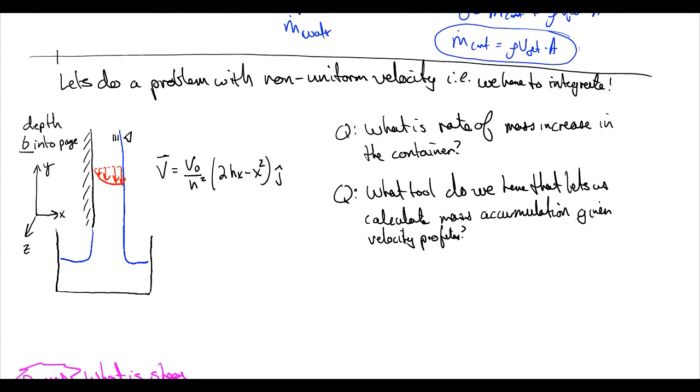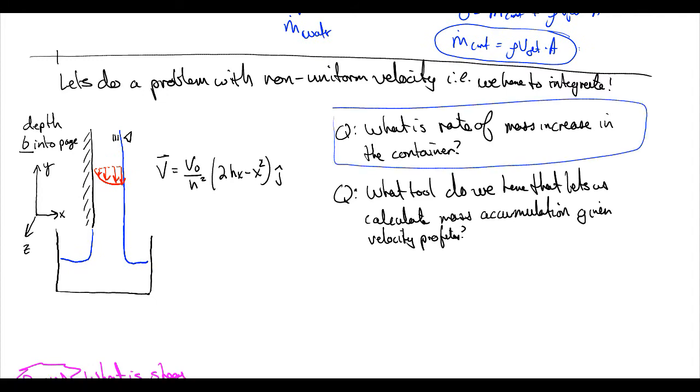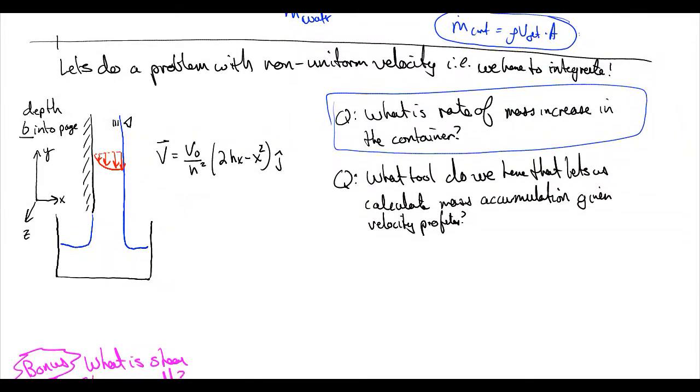So I want to know what is the rate of mass increase in the container, and what tool do we have that lets us calculate mass accumulation given velocity profiles? Well, certainly not Bernoulli's, right? Bernoulli's assumes a single scalar velocity. So we're going to have to use conservation of mass, right? So let's write out conservation of mass.